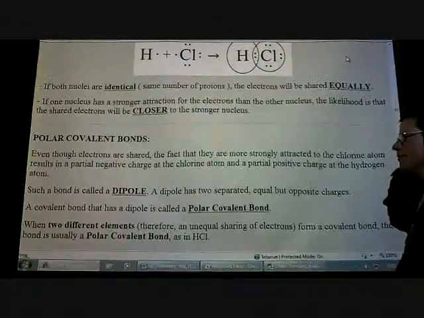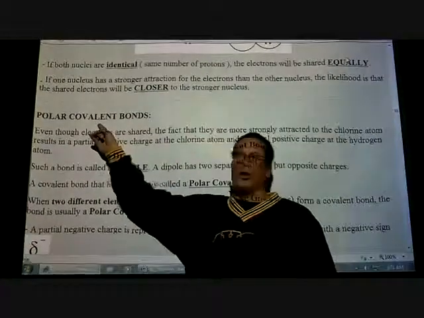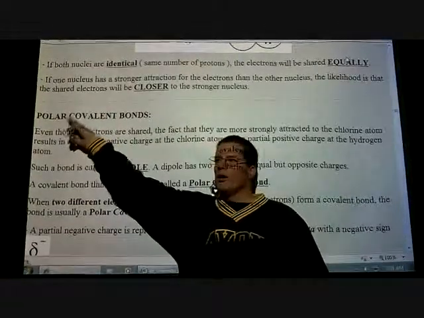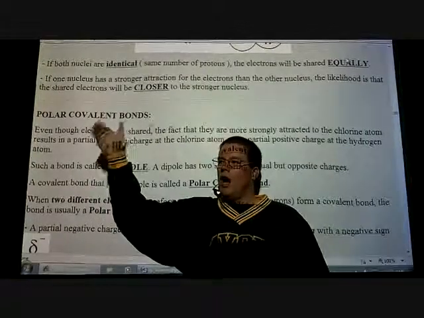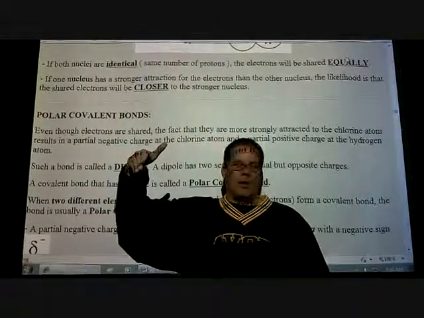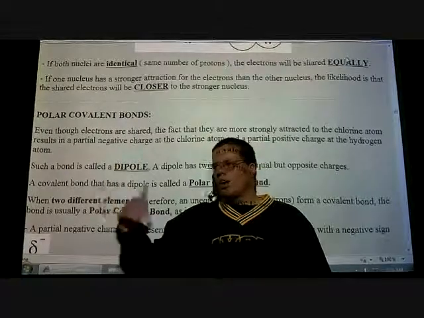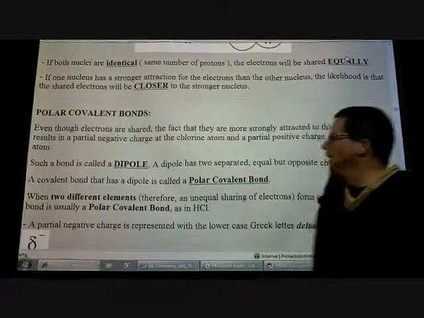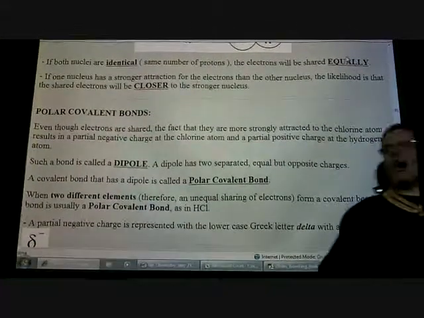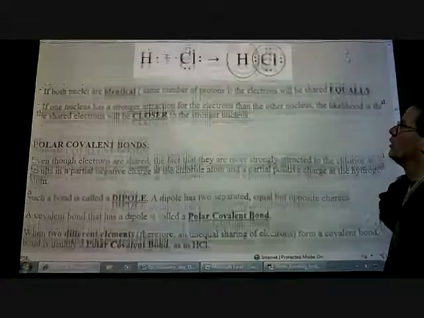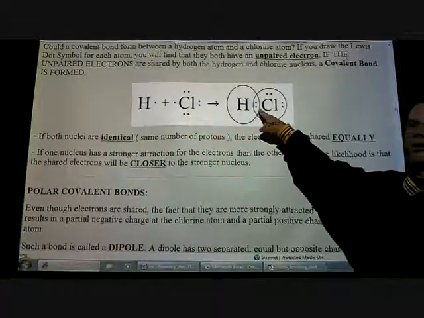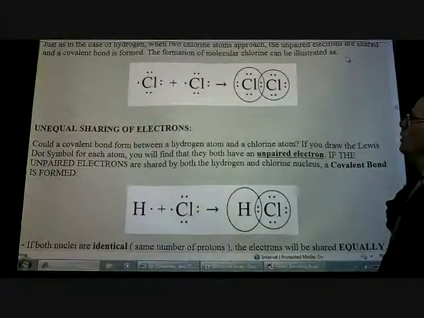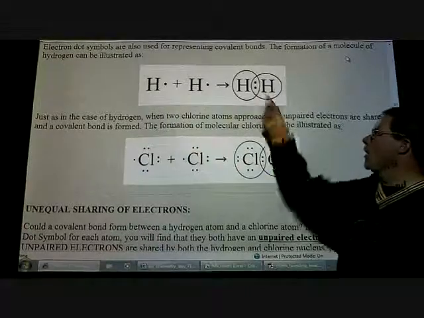Polar covalent bonds. Now, when you see the word covalent, what does that mean again? Sharing. Now, if you see the word polar in front of it, polar covalent means unequal sharing. So polar covalent means we have unequal sharing of electrons. One of those has a greater attraction for those shared electrons than the other. So when we look at this type of bond here, this is a polar covalent bond. If this is polar covalent, what do you think these types of bonds are? Covalent.